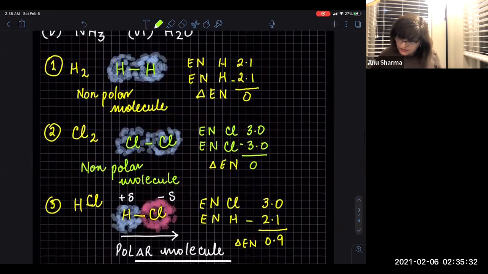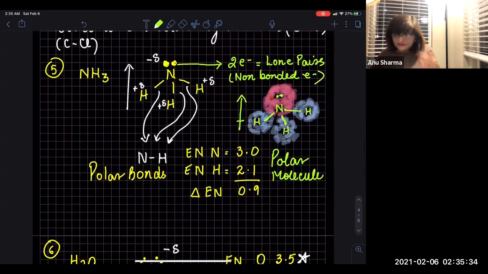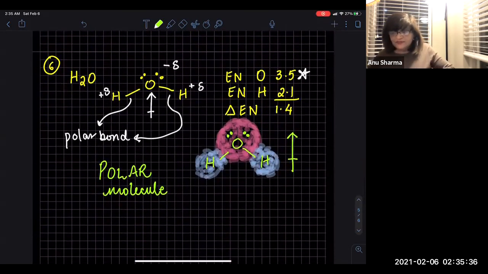Polar molecule, non-polar molecule. Okay, so this is how you determine the net polarity in molecules. It's very important, like I said, first understand the Lewis structure for a molecule, and then look at the individual bonds and the polarity of the individual bonds, and whether they cancel out, if the pull is the same on both sides.